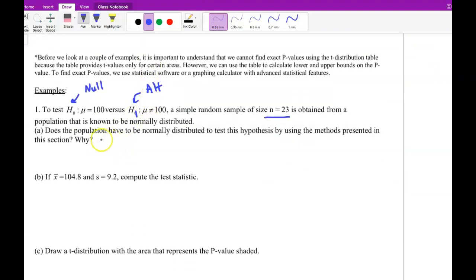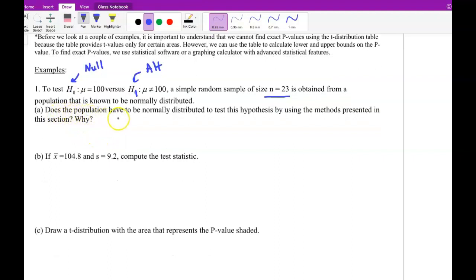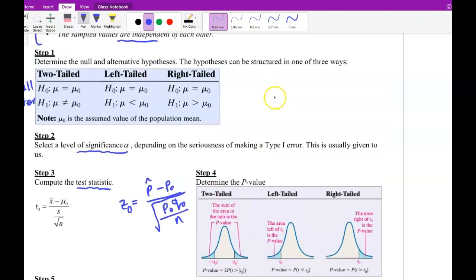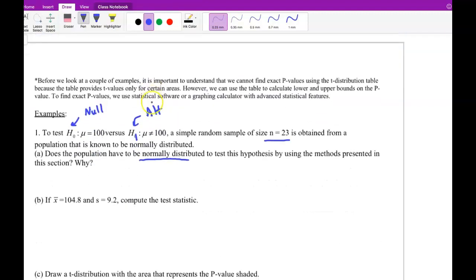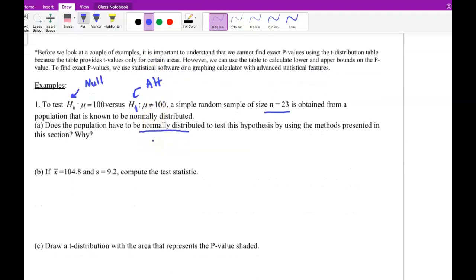23. So let's see. Part A, does the population have to be normally distributed? It's asking, do we need to have that population normally distributed to test this hypothesis by using the methods presented in this section? Why? Yes, we should have that population normally distributed, and the reason is the sample size is not greater than 30. Here we should have the sample size greater than or equal to 30 to have normally distributed. If you don't have that, what that means is your population should be originally normally distributed.